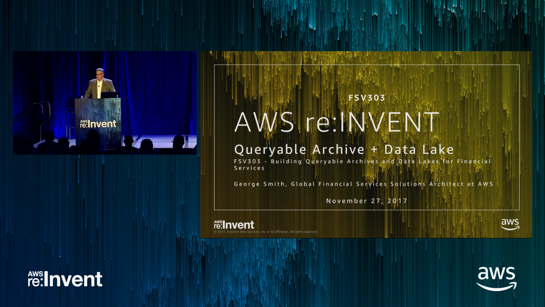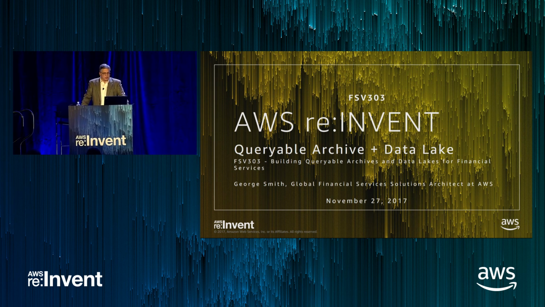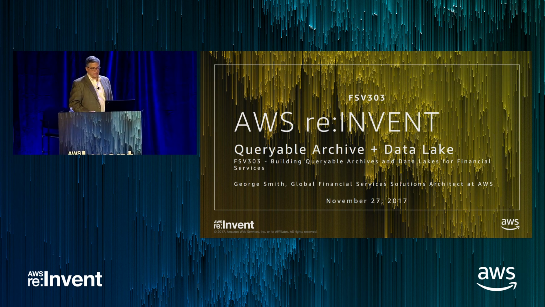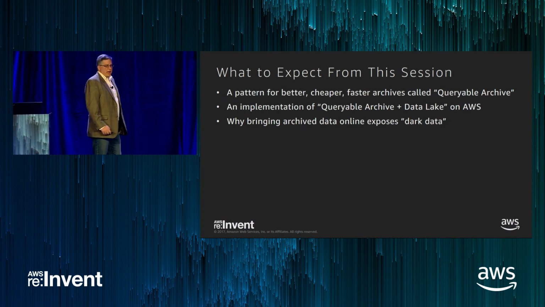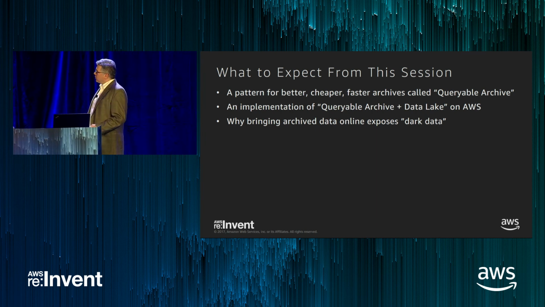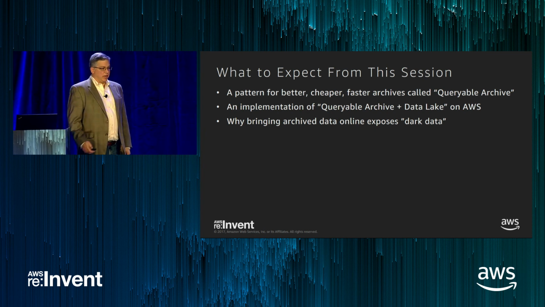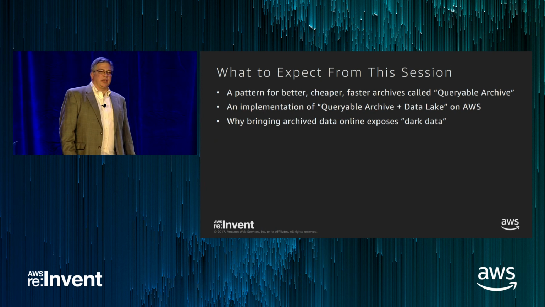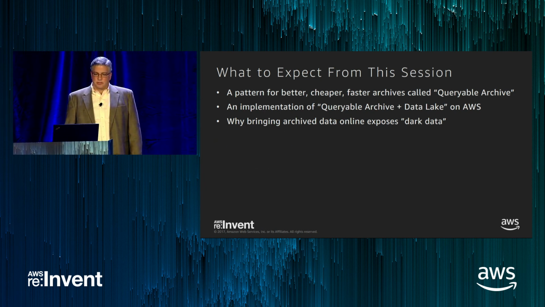And this is FSV303, where I'm going to spend some time discussing with you today options for queryable archives and data lakes on AWS. So during this session, we're going to talk about a pattern for better, cheaper, and faster queryable archives, or we've termed them queryable archive. I've also heard them called active archives. We're going to implement that on AWS, and we're going to talk about why bringing dark data into the light adds value for your enterprise.